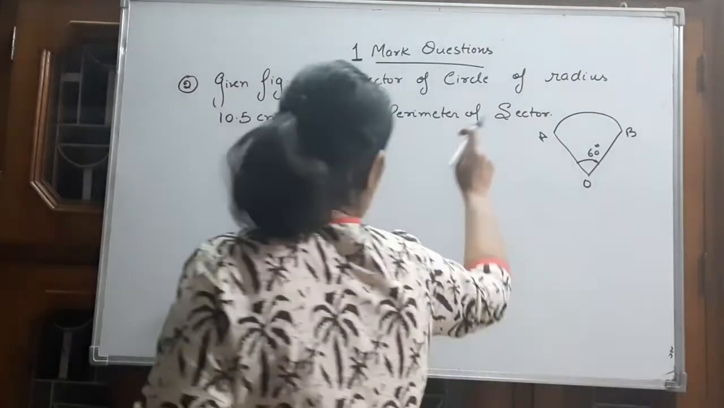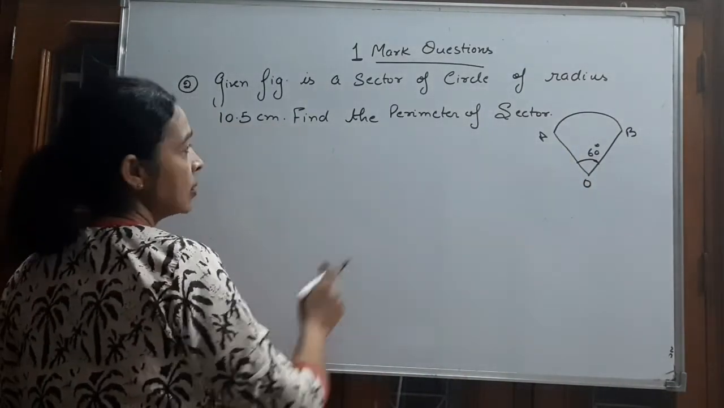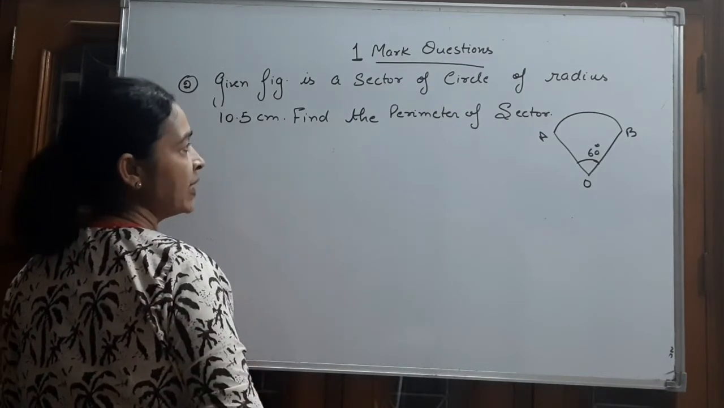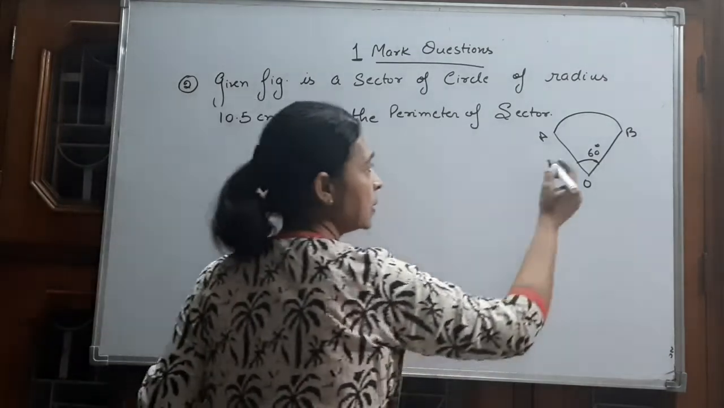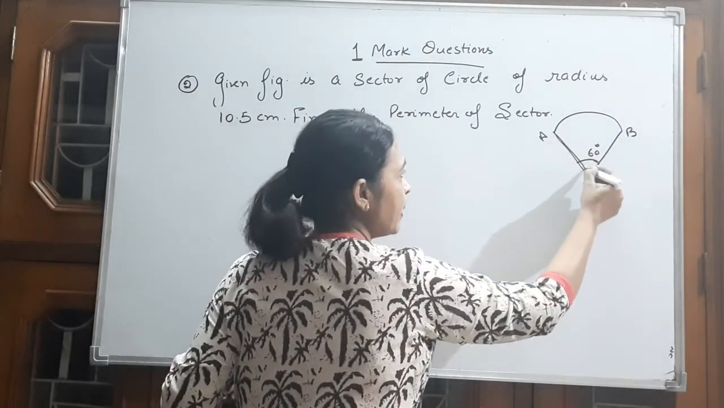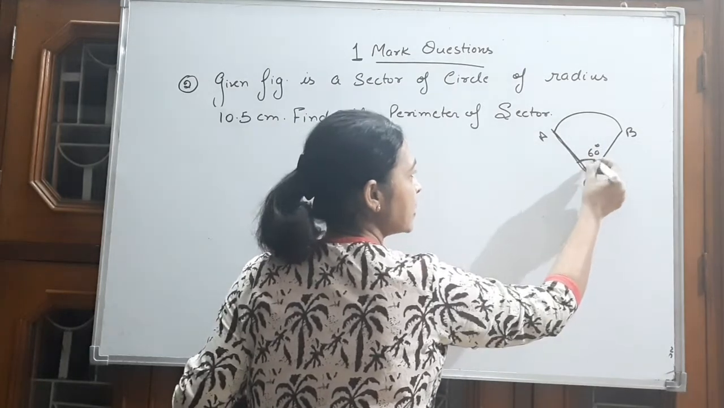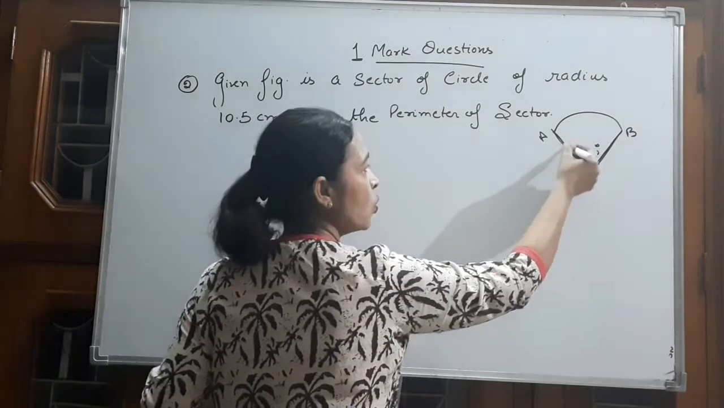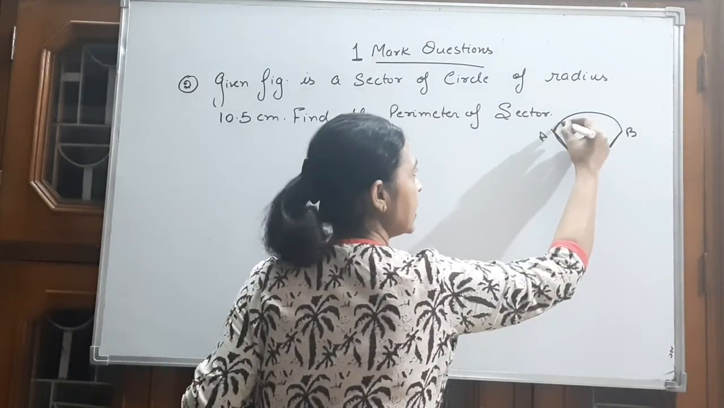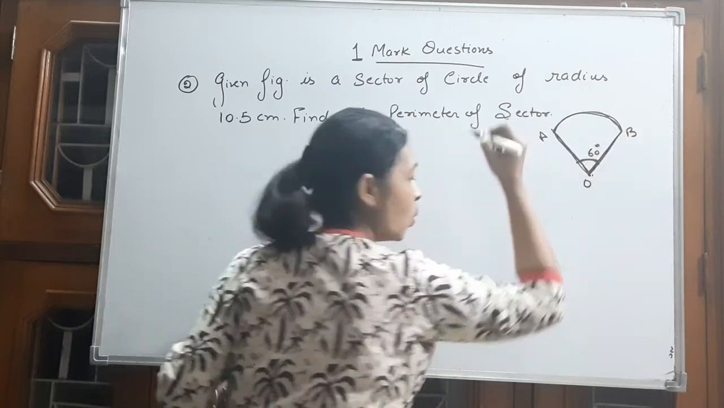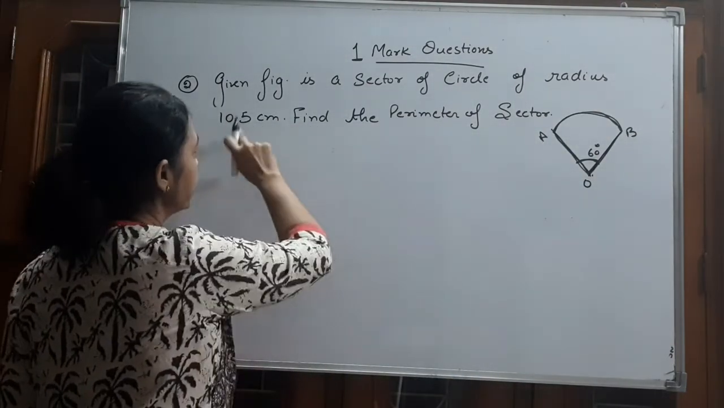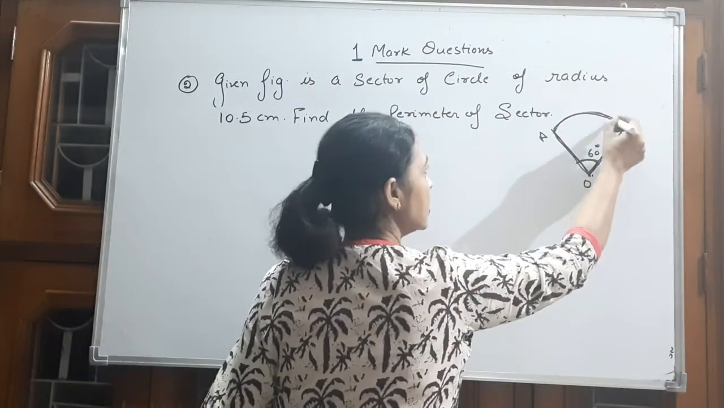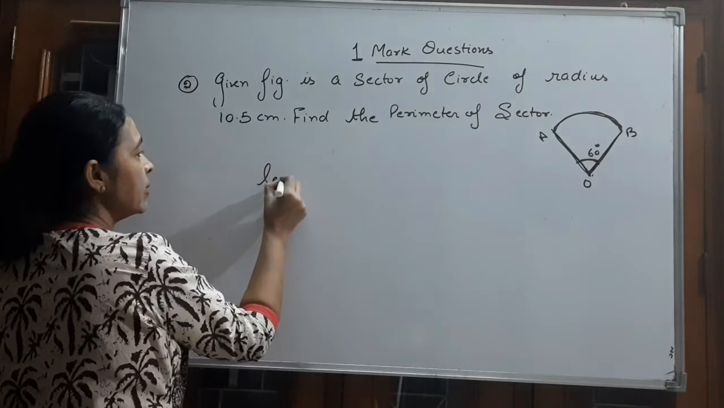In the given figure, this is a sector of a circle whose radius is 10.5 centimeters. What we have to find? We have to find the perimeter of the sector. For finding the perimeter of this sector, this angle is 60 degrees. What we have to take? We have to take the length OA, OB and the length of this arc. OA and OB are radii, 10.5 centimeters. What about the length of this arc? We have to find it.